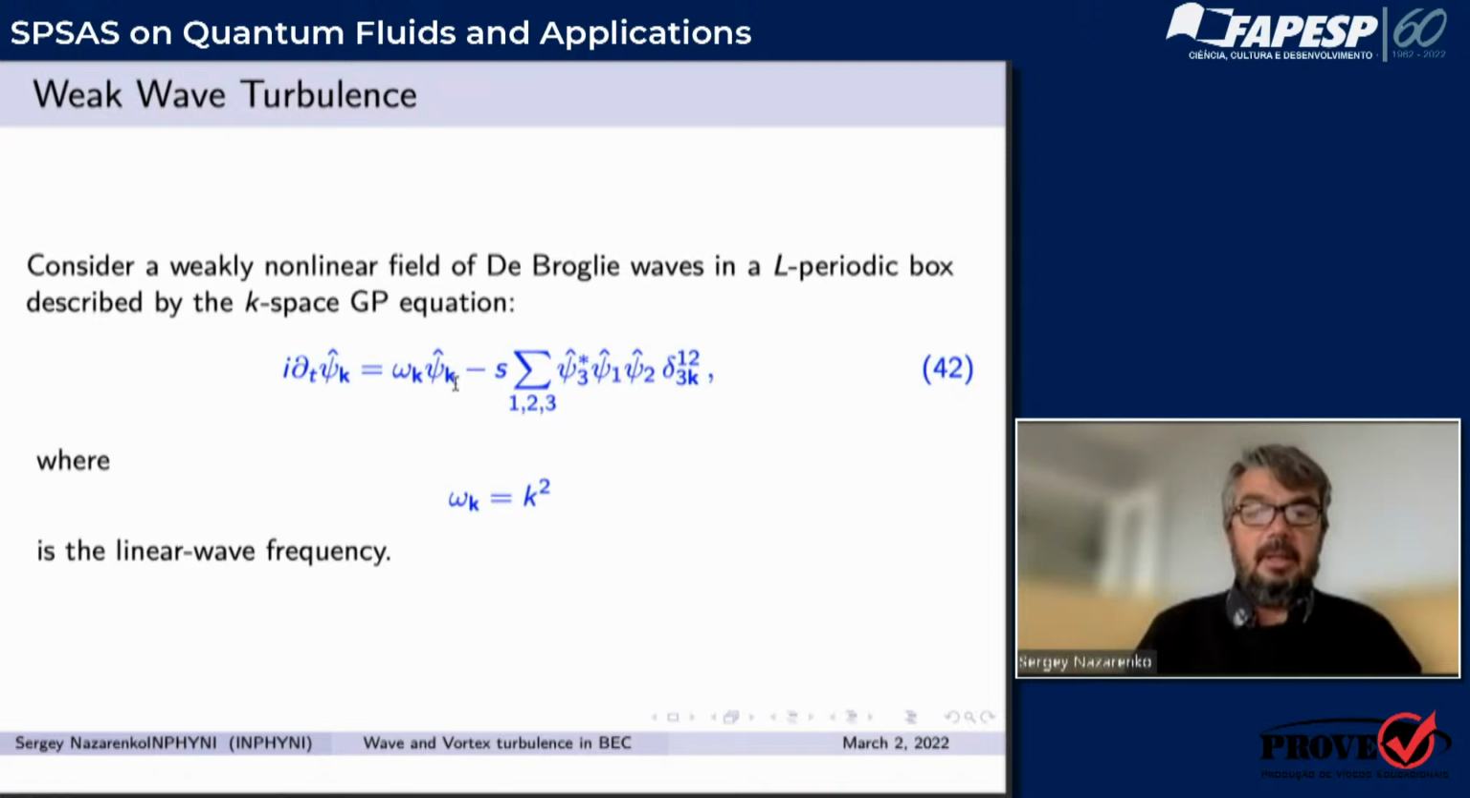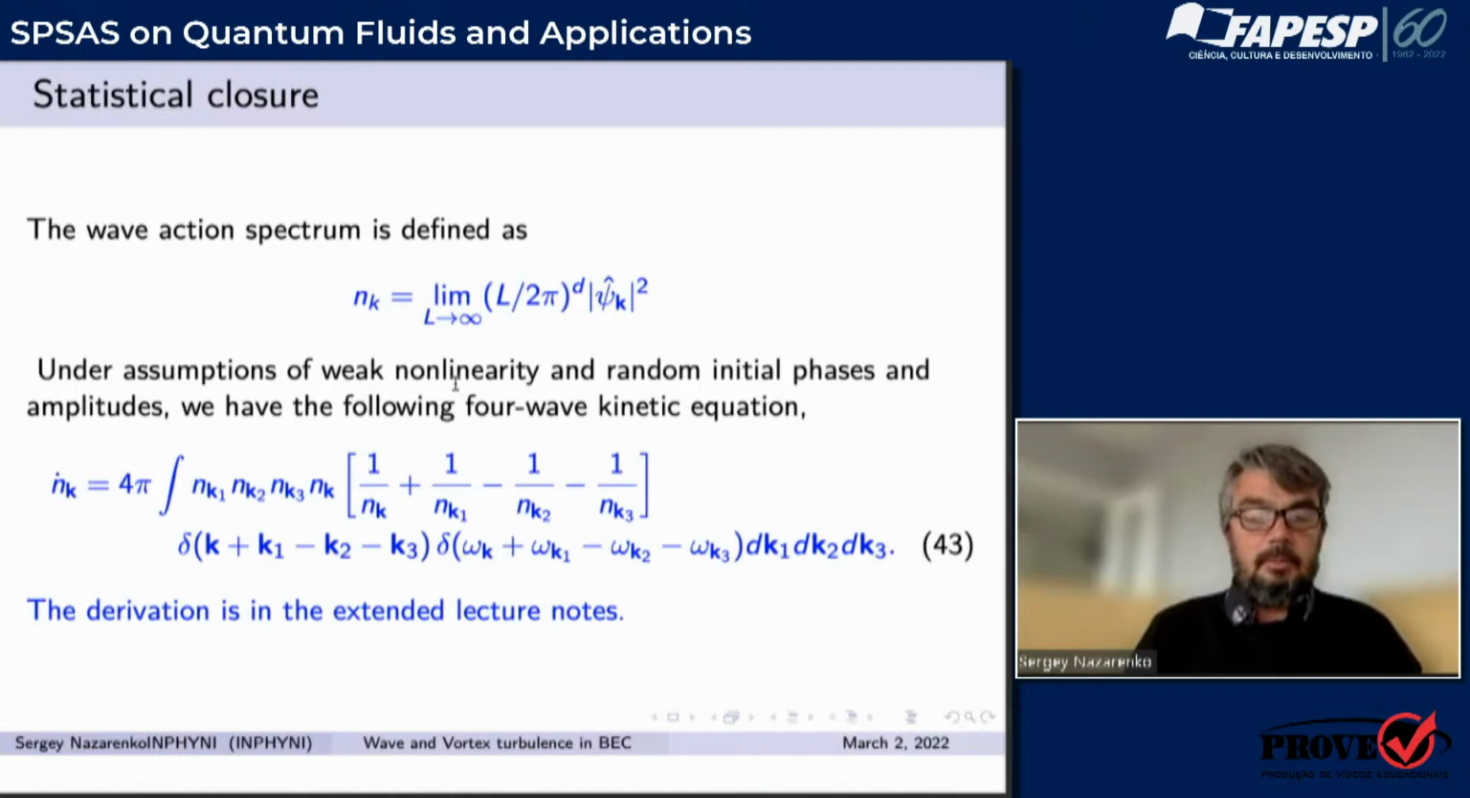The object that we're interested in when we talk about distribution of waves among different wave numbers is the so-called wave action spectrum. It's defined in this particular case as mod psi k squared, the Fourier coefficient mod squared, multiplied by L over 2 pi to the power d, with L taken to infinity. So I take the periodic box eventually to large size. Why do I need to multiply by this L over 2 pi to the power d? This is so that the resulting object n_k is L independent.